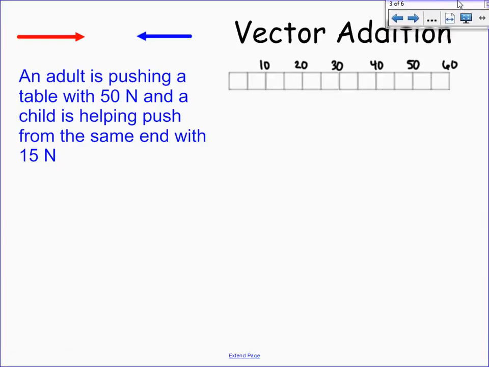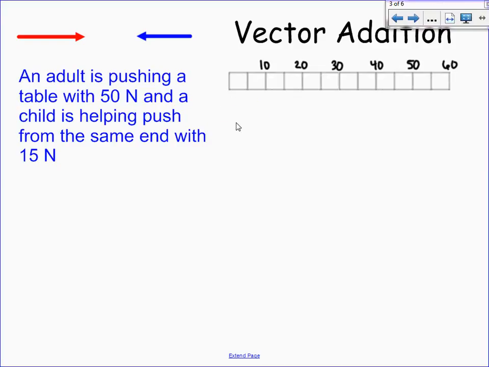On this screen, we're going to start with some simple vector addition, and that would be linear, meaning it's just one-dimensional. So imagine here you have an adult that's pushing a table. Here's the table, and here's the adult that's pushing the table. Then, a child is also helping push the table from the same exact end. If you look, it makes common sense that both of them, since they're pushing in the same direction, would have a total or additive vector that's adding together to help each other out. We're going to show those with vector diagrams right now.